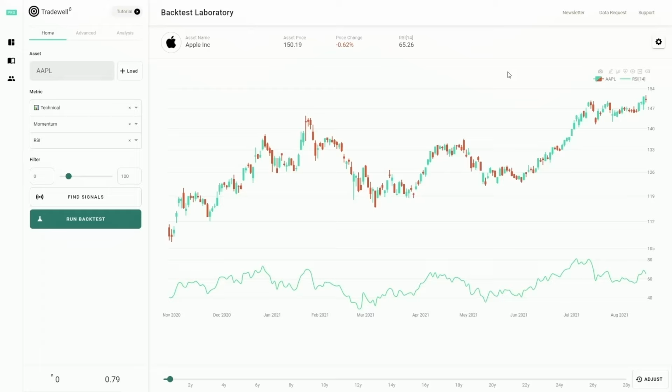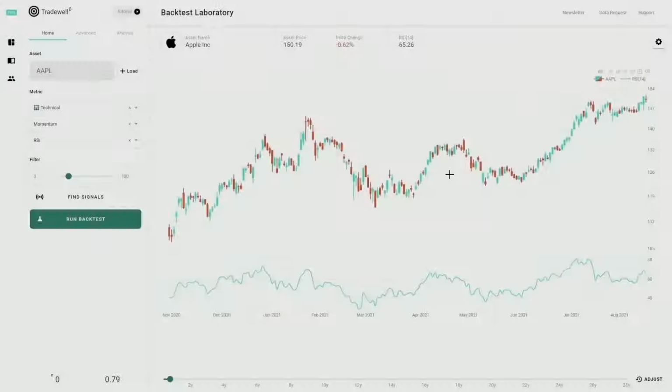This is the home section, and if you're a trader, it probably looks very familiar. It's a basic price and indicator chart. At the top, we have a candlestick chart of Apple's stock, and below there's a line chart of a popular momentum indicator called the Relative Strength Index, also known as RSI.